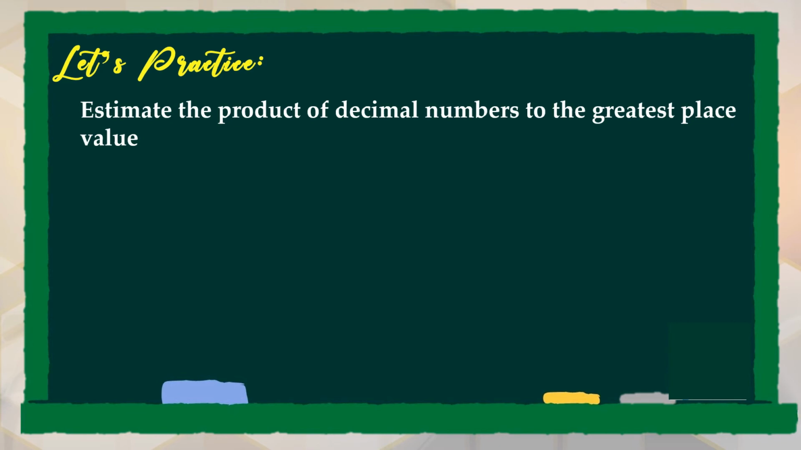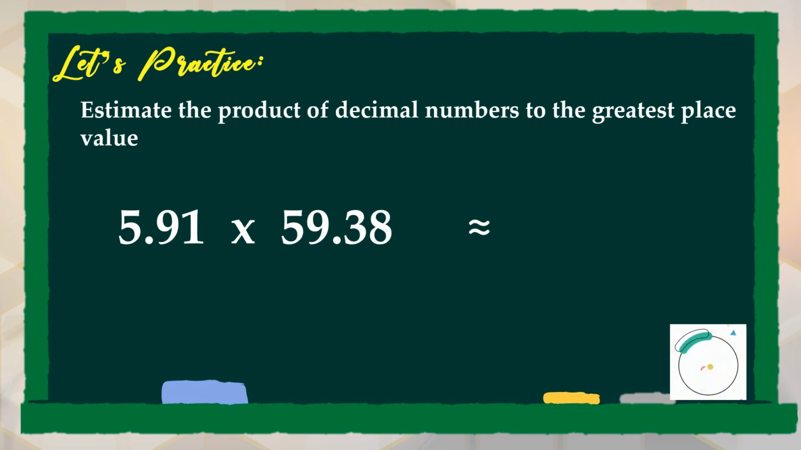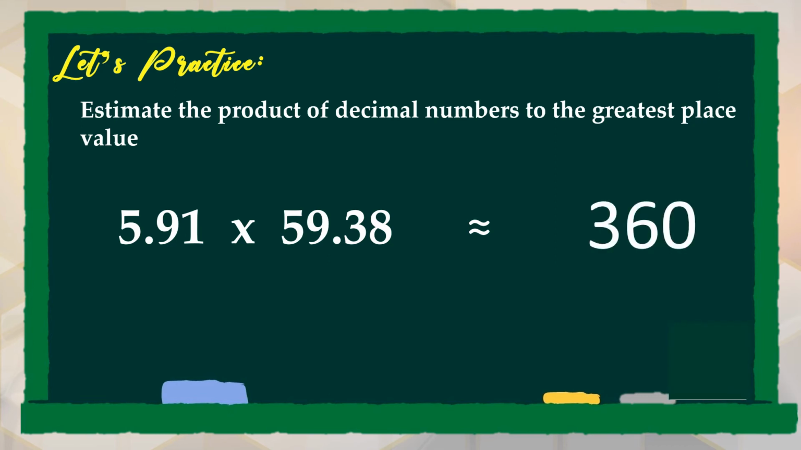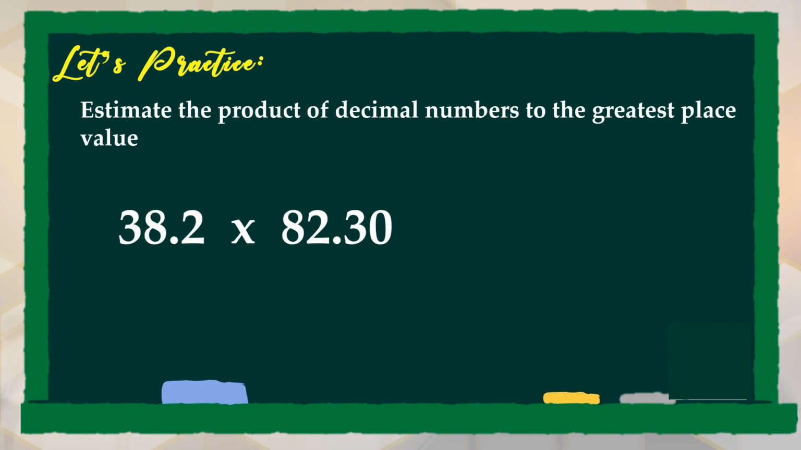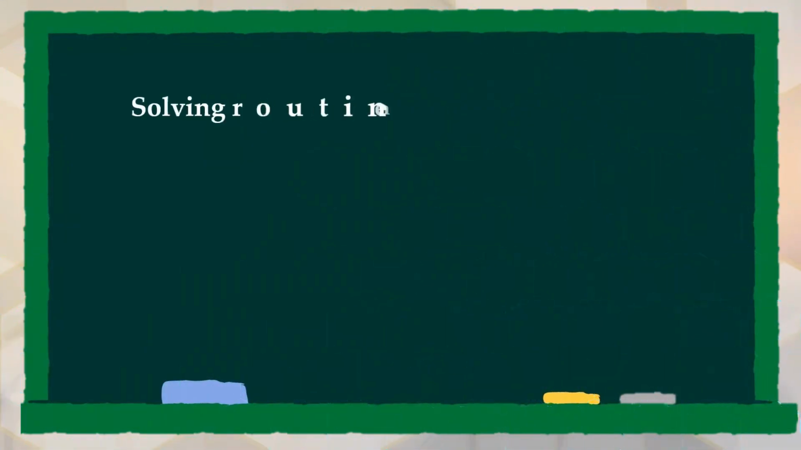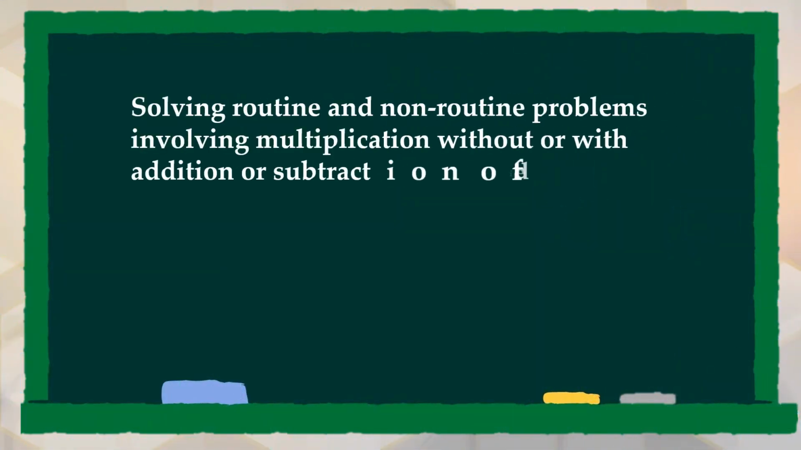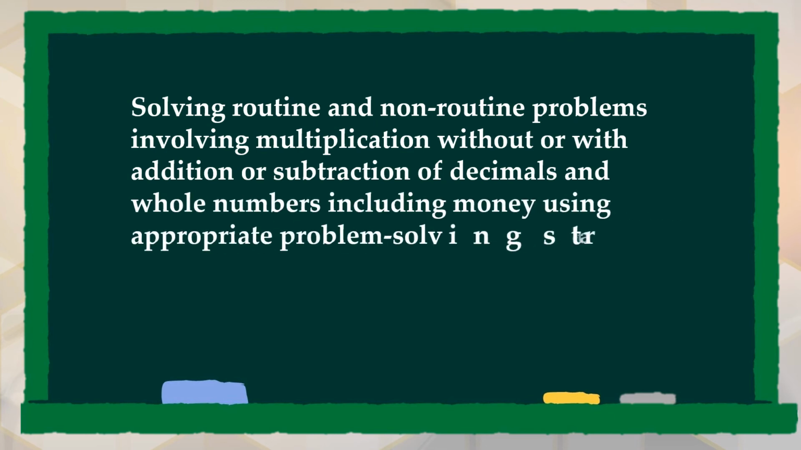How about this one, kids? Estimate the product of decimal numbers to the greatest place value. 5 and 91 hundredths multiplied by 59 and 38 hundredths is approximately equal to what number? Correct! 360. 38 and 2/10 multiplied by 82 and 30 hundredths is approximately equal to what number? You are right! 3,200.